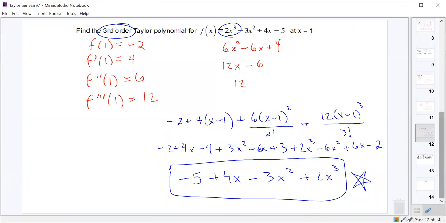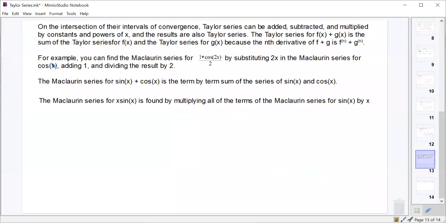We're going to do one last quick thing. And I'm not going to linger on this slide right here, but I'm just going to tell you what we can do. This is what I was saying we could do earlier. If we wanted to find the series for 1 plus cosine 2x, we could just substitute the 2x into the cosine one like we did. We could just add 1 to it, and then we just divide the whole result by 2.